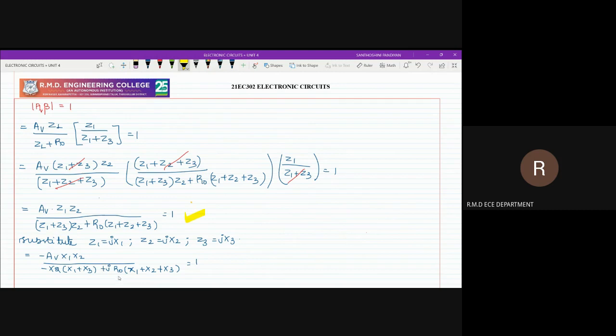Now the next work is to equate the real part to 1 and the imaginary part to 0, because the right-hand side is 1, so take it as a real part. So all the real terms must be equal to 1, and only this part is an imaginary term. I make this term equal to 0.